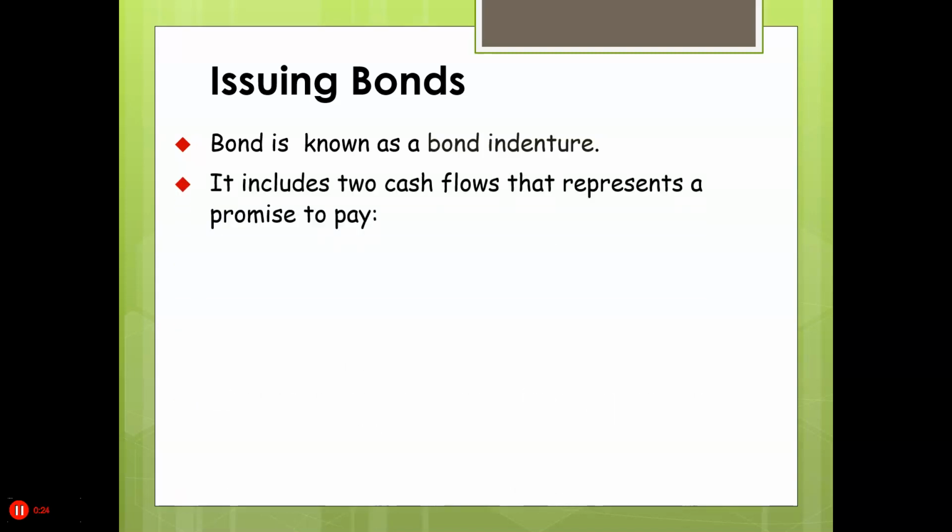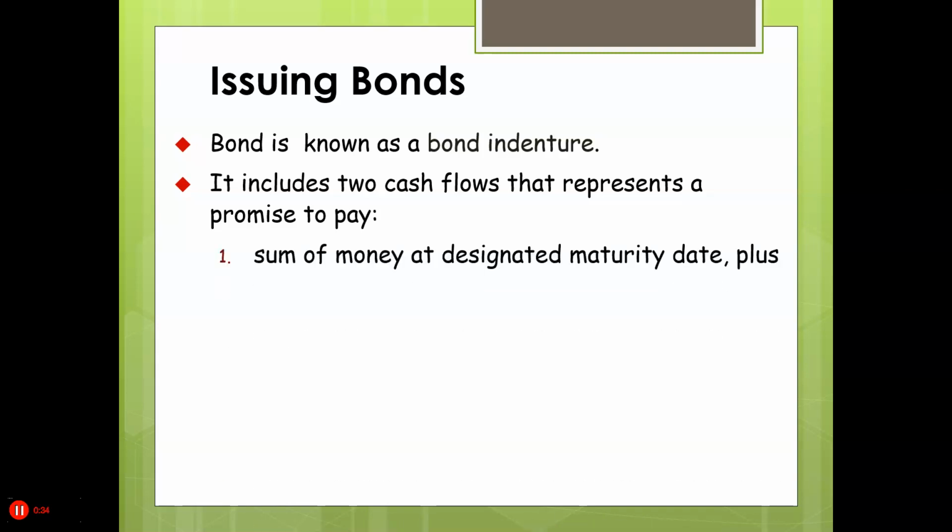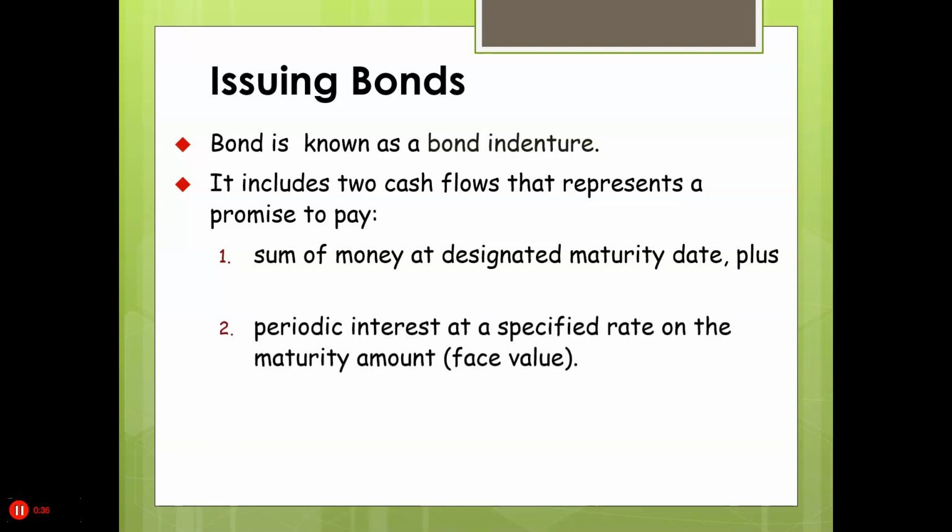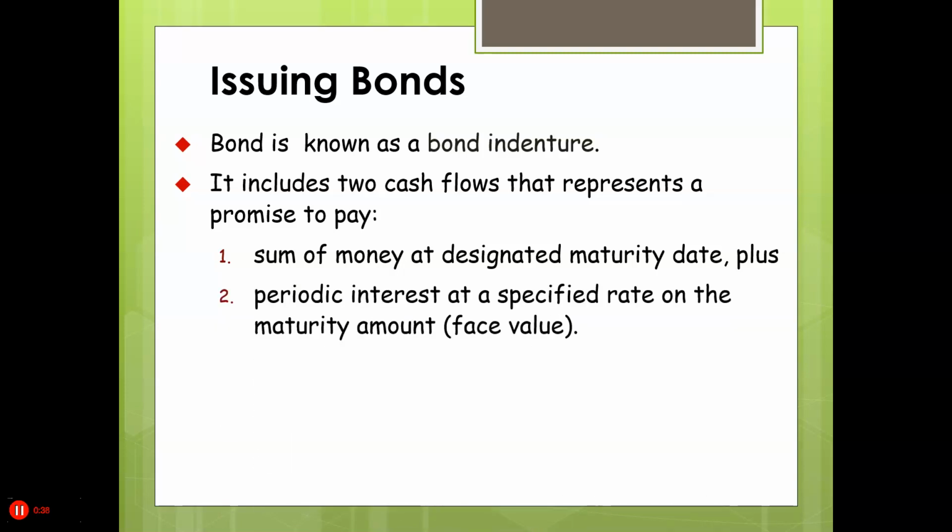It always includes two payments. One is the amount owed at the end of the period, or the maturity date, plus interest payments, and usually these are semi-annually. So the sum of the money, which is the face of the bonds, is what you have to pay back, and then we're going to have the periodic interest at a specified rate on the maturity amount.